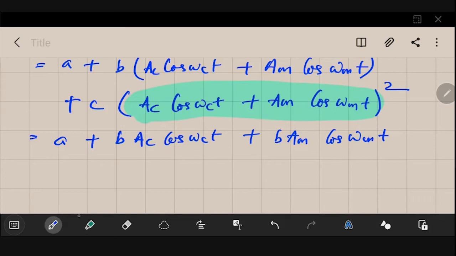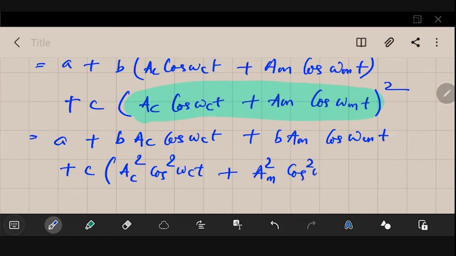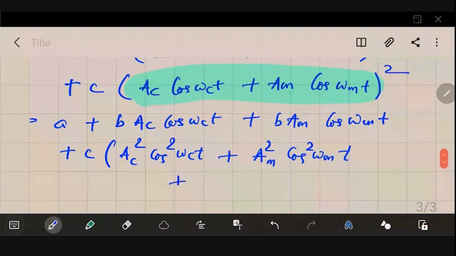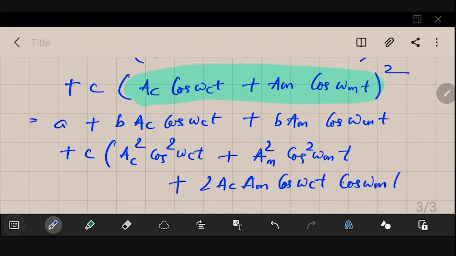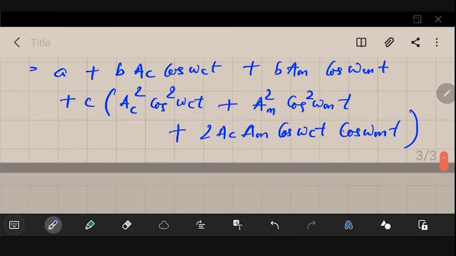So this will be, let me write it here, equal to C times, okay. So A square first: AC square cos square omega ct, okay, then that plus B square, that means AM square cos square omega mt. Got it? Then 2AB, that means we will be writing here 2AC AM cos omega ct cos omega mt. Okay.